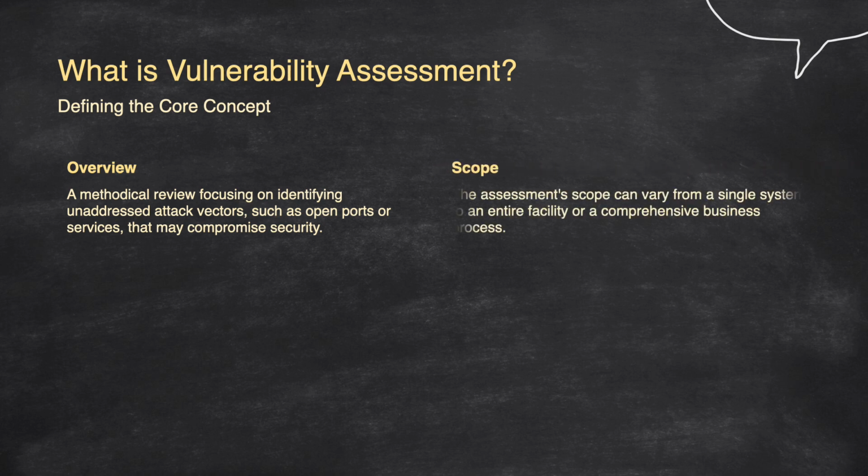Next, about the scope. Friends, the assessment scope can vary from a single system to an entire facility or comprehensive business processes. So it is like, friends, zooming in or out on a map to focus on specific areas. Similarly, in vulnerability assessment, the scope defines what is being examined, whether it is a single computer, an entire network, or even business processes. Friends, a narrow scope may focus on a specific application, while a broader scope may encompass an entire organization's IT infrastructure. And by defining the scope, organizations can tailor the assessment to their specific needs and ensure that all relevant areas are thoroughly examined for vulnerabilities.